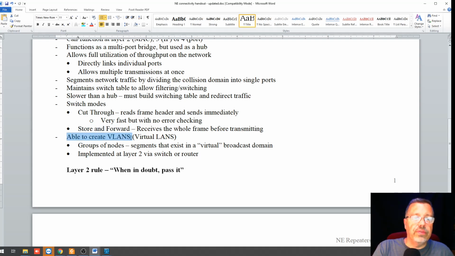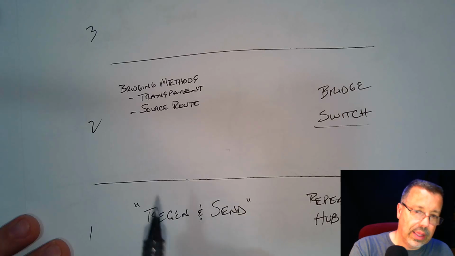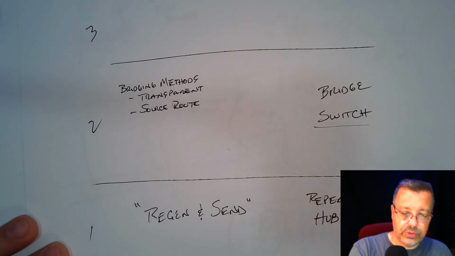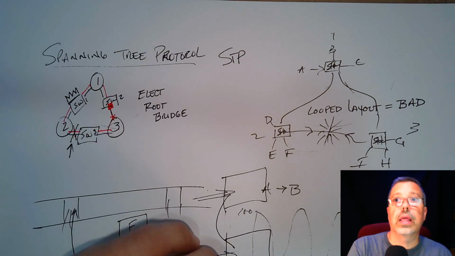Also able to create VLANs, virtual LANs. On a managed switch, that would typically be the ability to break up our broadcast domains into smaller units. I know we haven't talked about that yet, so we'll come back to that here in a second. The rule for layer 2 is, because if it knows, hang on.